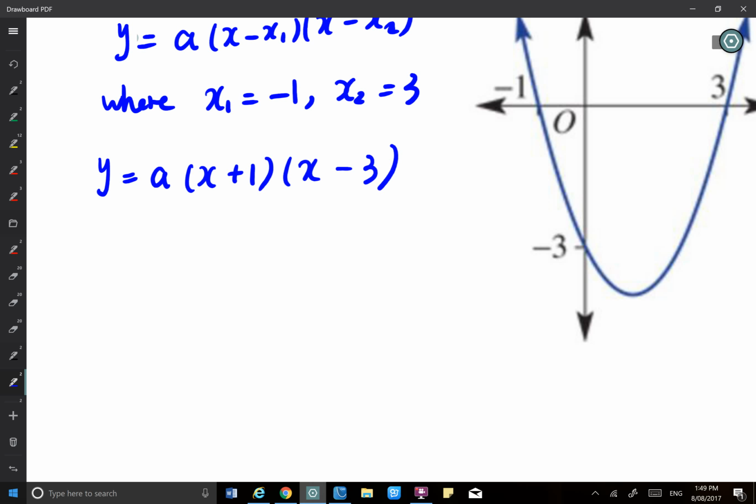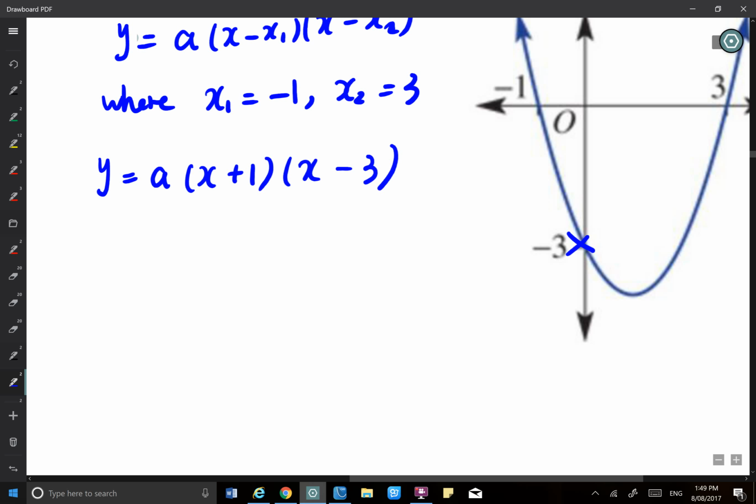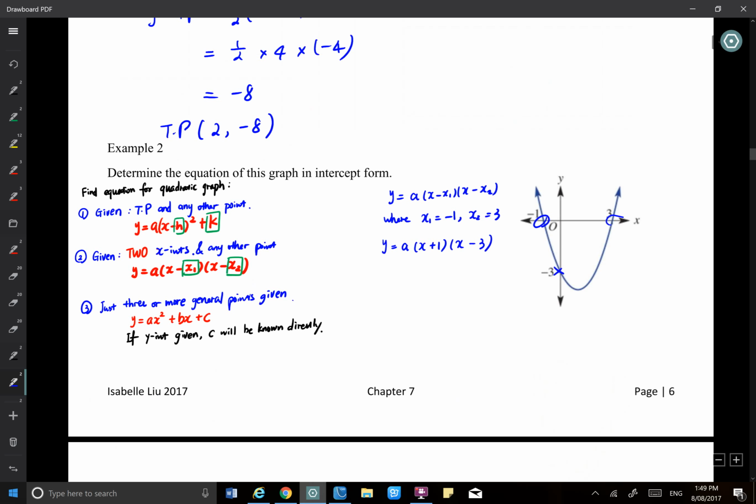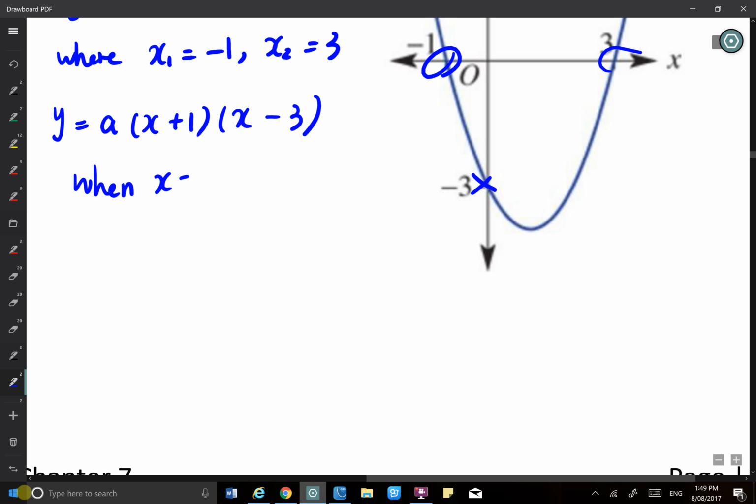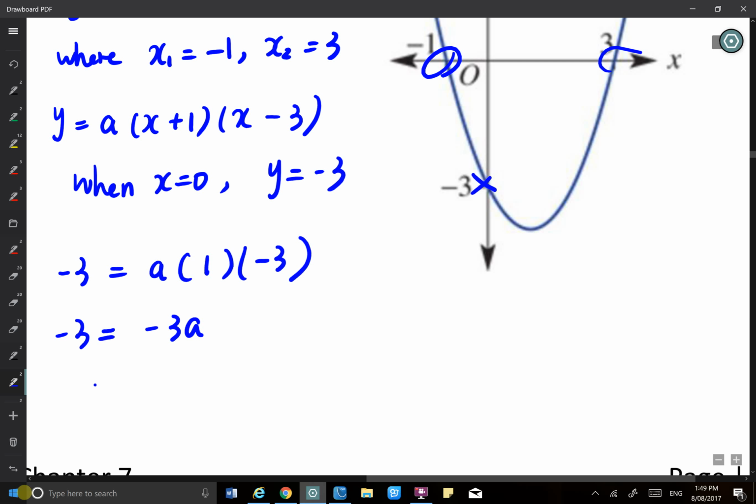Do we know any other points on this graph? Because we need another point to work out the a value. (0, −3), which is that point here. I have used this one and that one, those two are gone, so I need another point. Another point will be (0, −3). When x = 0, y = −3, I will substitute: −3 = a(1)(−3), −3 = −3a, a = 1. So a just equals 1 in this case.